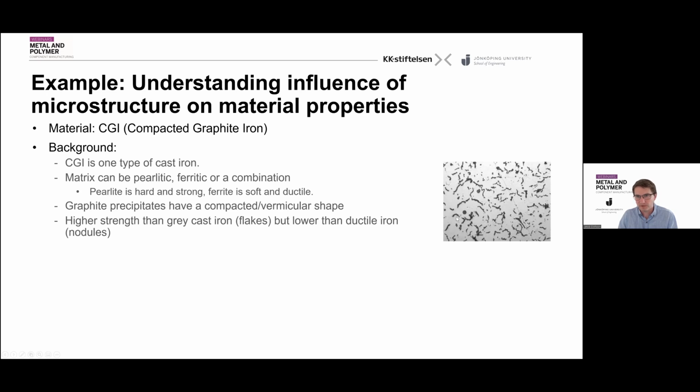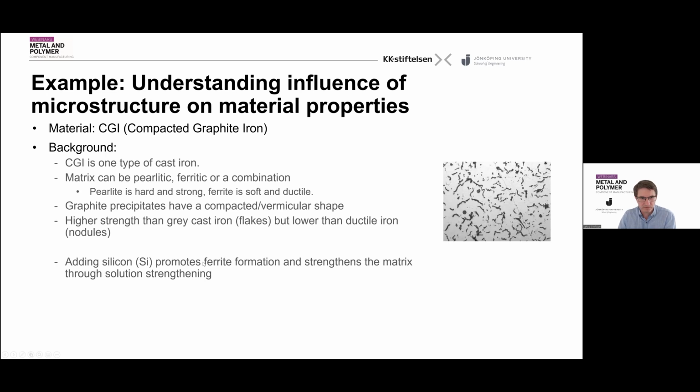So you see the example of the microstructure and the matrix between the black particles here. It can be perlitic, ferritic, or a combination of this, where perlite is typically hard and strong, while ferrite is more soft and ductile. So CGI is an interesting material because it has higher strength than ordinary gray cast iron, which has these flakes, but lower strength than the ductile iron. But also its thermal conductivity is kind of in between these materials. So that's why it's quite interesting to investigate this material.